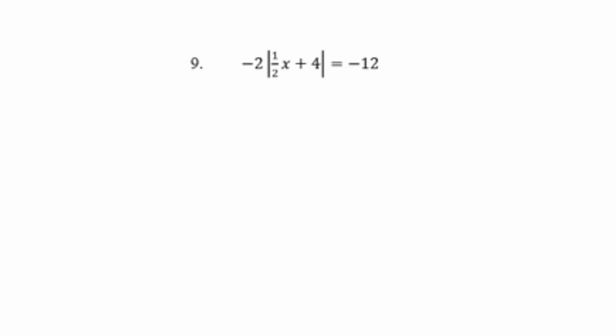So to get this absolute value by itself, we divide both sides by negative 2. Those reduce out. We're left with the absolute value of 1/2 x plus 4 equals negative 12 divided by negative 2, which is positive 6. So in the end, this ends up being a positive number, which means it's not no solution. We can go on to that next step, which is to set up two equations. That's how we get rid of the absolute value, right?